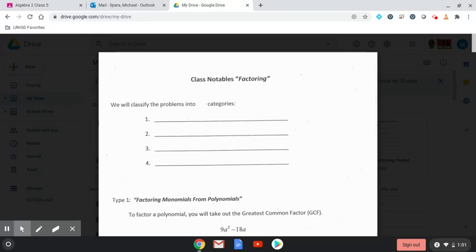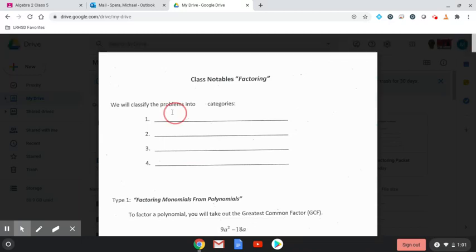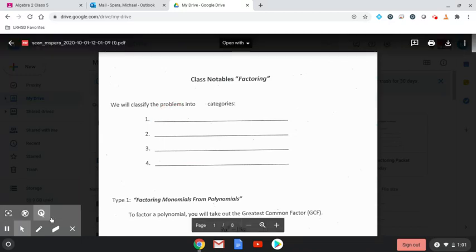All right, we're going to start by just talking about the different types of polynomials that you're going to be asked to factor. And I got a new little touchpad over here that I'm trying for the first time. We'll see how it goes. Okay, so just bear with me.